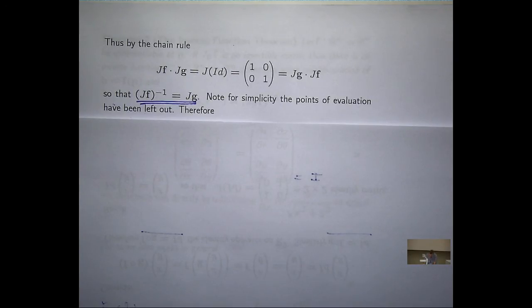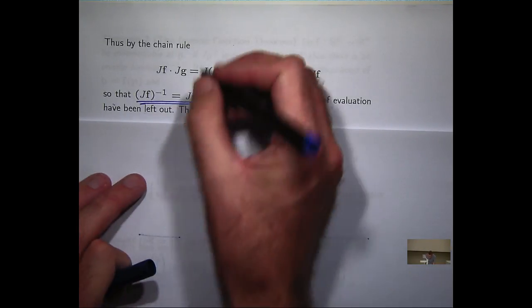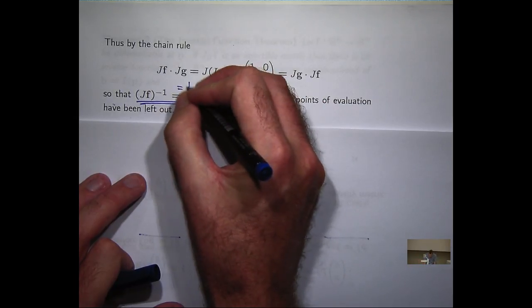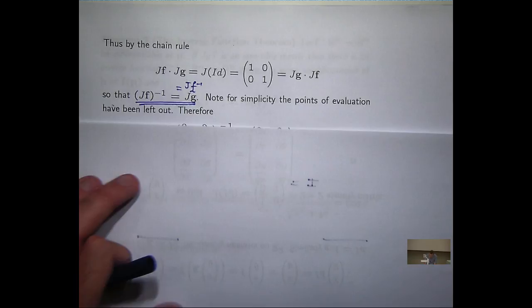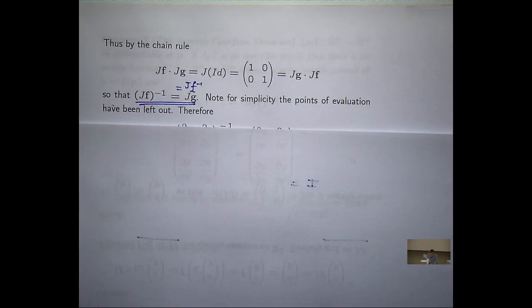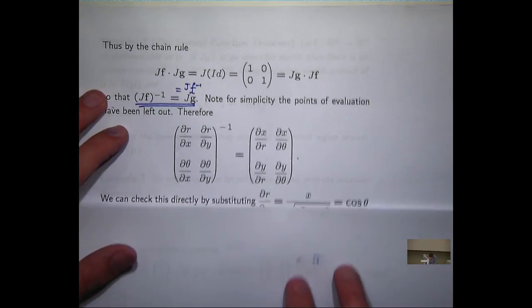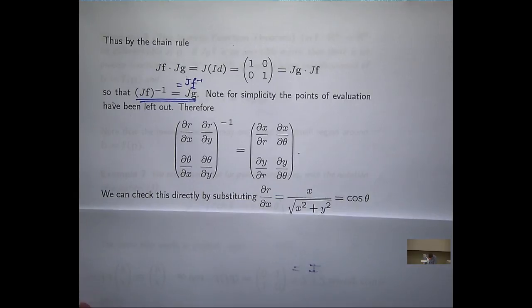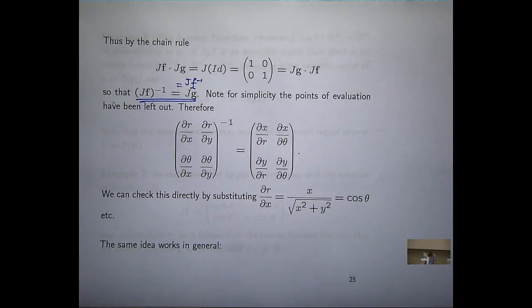What it means is that, remember this is just the Jacobian of F inverse. Let's say you've got an F and you want to compute the Jacobian of its inverse. Well, all you do is you compute the Jacobian of F and invert it. From a computational point of view, that's pretty good. Okay, so here it is written out for our polar coordinates. You can check it, and the idea works in general.